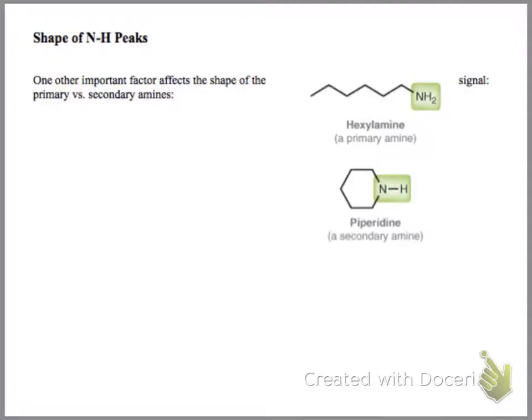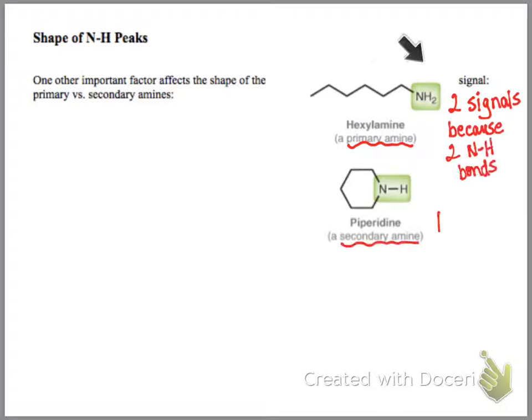Okay, the last thing I want to talk about is amines, and N-H peaks specifically. 2 types of amines show up in the IR spectrum. One is a primary amine, which means it's a nitrogen that has 1 carbon group and then 2 hydrogens. Because it has 2 hydrogens, it's going to have 2 signals in the IR because of the 2 N-H bonds. If it's a secondary amine, it has 2 carbon groups, that's what makes it secondary, and 1 hydrogen. And this compound will have 1 N-H signal in the IR.